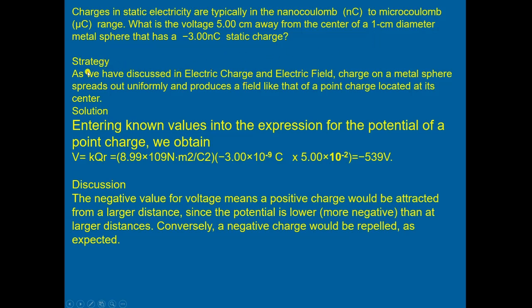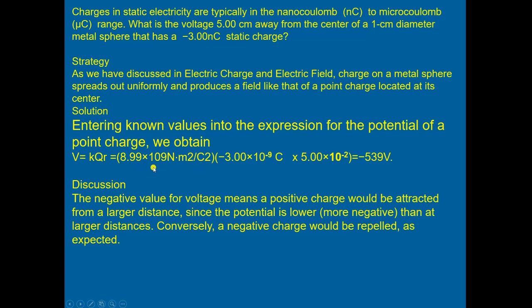To solve this question, what is the strategy? As we have discussed in the electric field, the charge on the metal sphere spreads over uniformly and produces a field like that of a point charge located at its center. Then the solution is entering the values in this expression. This is the equation for the potential, V is equal to KQ upon R.